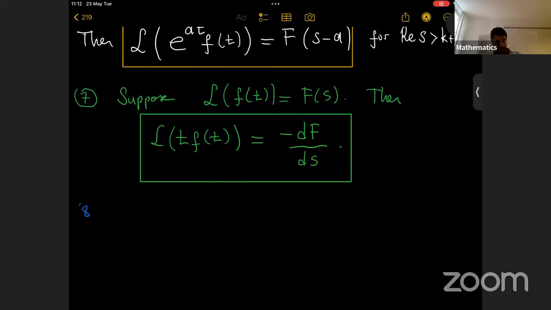Number 8. Well, again, let's say the Laplace transform of f is equal to capital F, then the Laplace transform of f of ct, where c is a constant, is 1 over c times F of s over c.